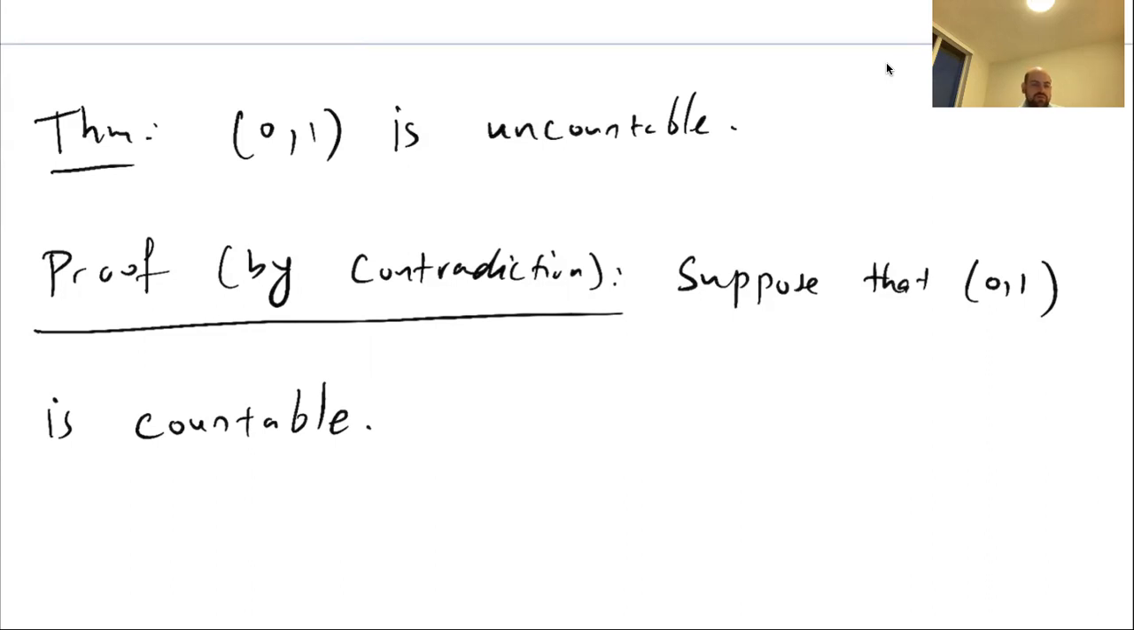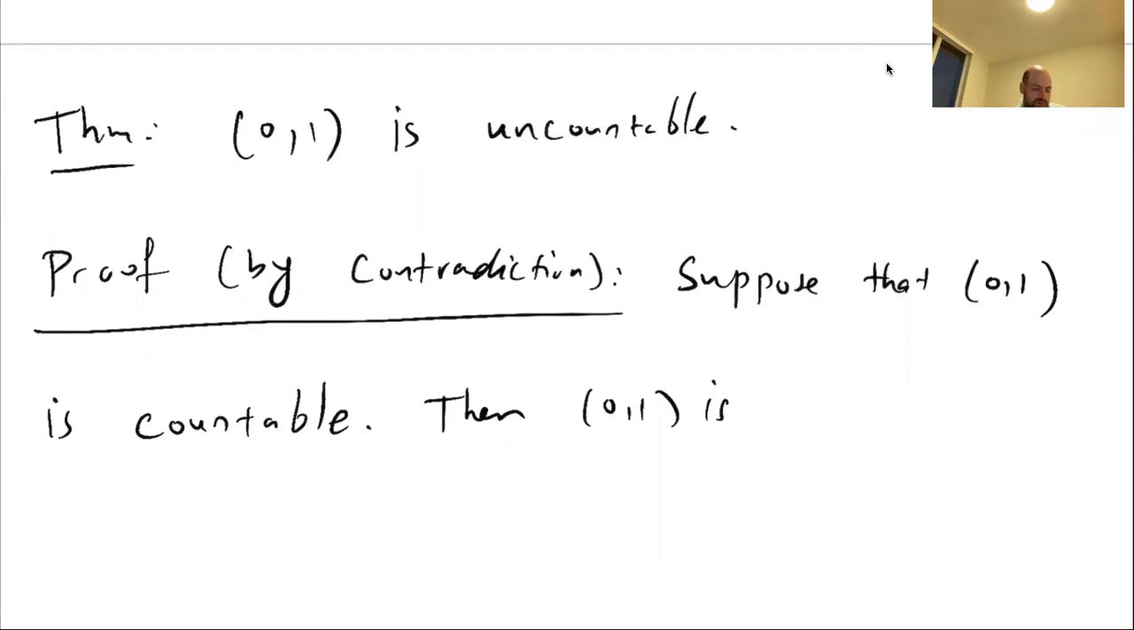And then I want to reach a contradiction. So if a set is countable, again, countable means either finite or denumerable. Of course, the interval 0 to 1 is not finite, so then it has to be denumerable. Then 0 to 1 is denumerable.